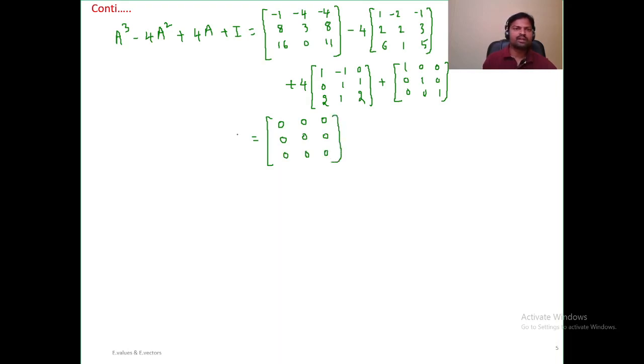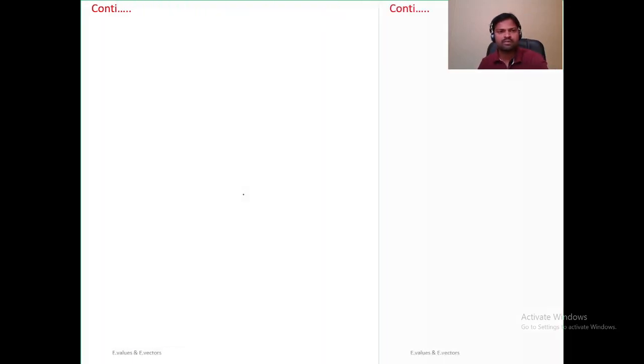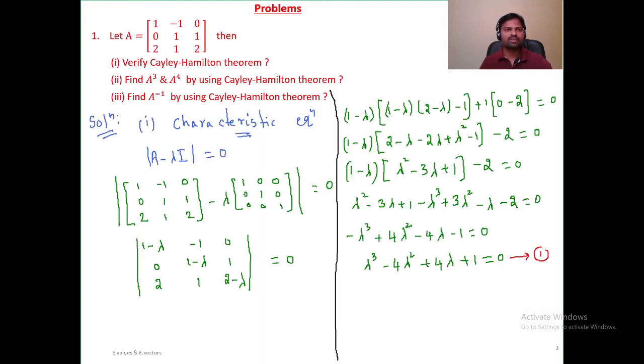Look at, indirectly it is verified. Our first question is verified, that's it. Look at the first question. What is the first question? Verify Cayley-Hamilton theorem, right? First one. Look at here, verify Cayley-Hamilton theorem. Therefore, Cayley-Hamilton theorem is verified.